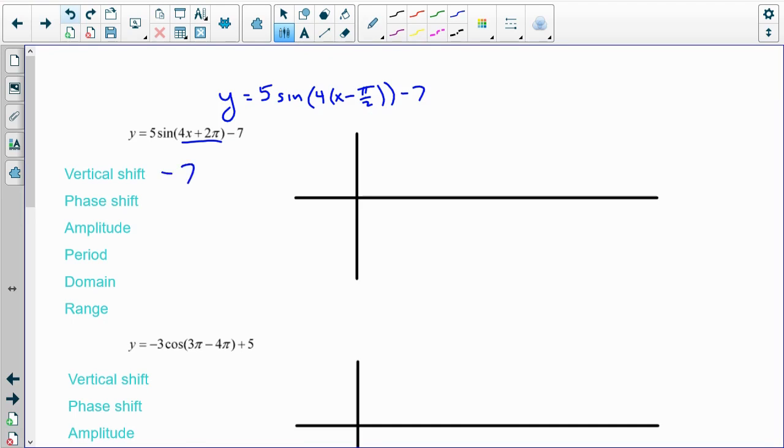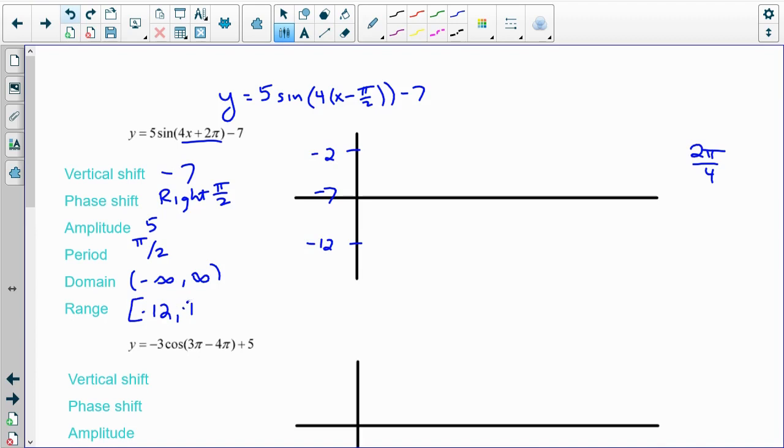Vertical shift, down 7. Phase shift, right pi halves. Amplitude is 5. The period is, well, normally 2 pi, but I'm dividing by 4, so I end up with pi over 2 as my period. Domain of every sine or cosine is negative infinity to infinity. And the range, I'm going to look at my vertical shift. I have an amplitude of 5, so I go from negative 12 to negative 2. And that ends up being that.